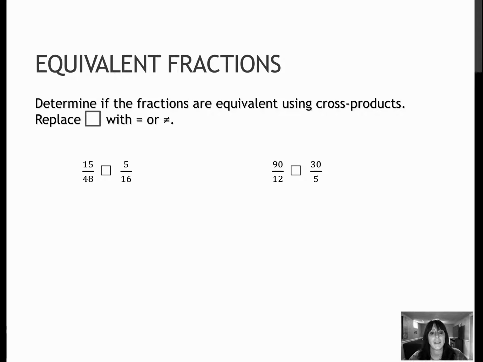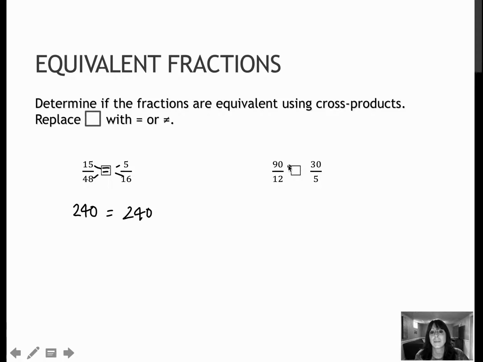Let's go ahead and compare to see if these fractions are in fact equivalent fractions. So again, we're going to be using the cross products. I'm going to take 15 times 16, and when I do that, I get 240. And if I take 48 times 5, I also get 240. Since those cross products are equal, that means the fractions were equivalent.